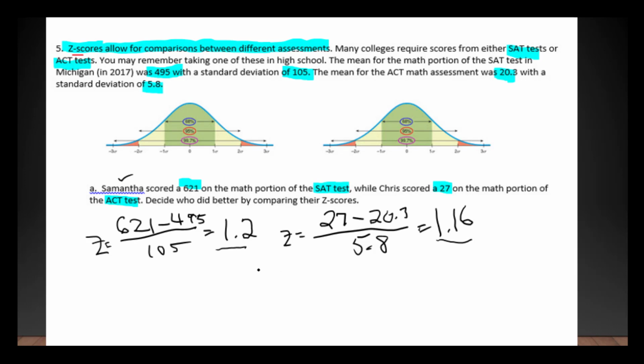So who did better? Well, hopefully you realize that a 1.2 is going to be a little bit more than one standard deviation above the mean. And a 1.16 is a little bit more too, but it's a little closer to 0. So the higher the z-score, the better that they did. So the answer is Samantha.